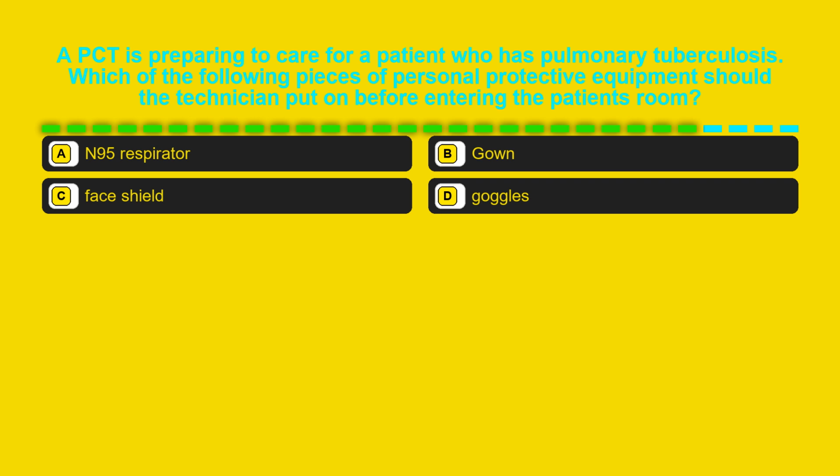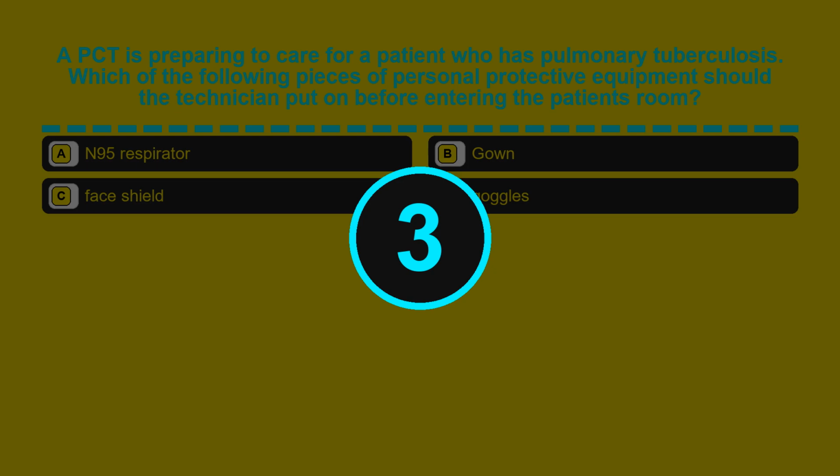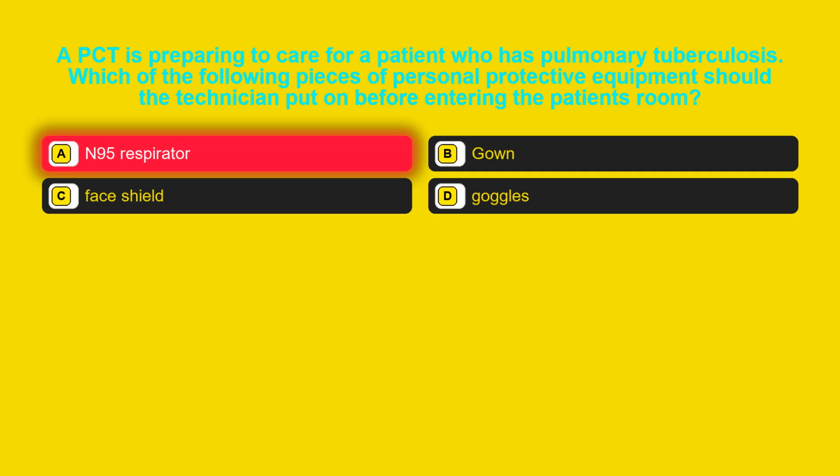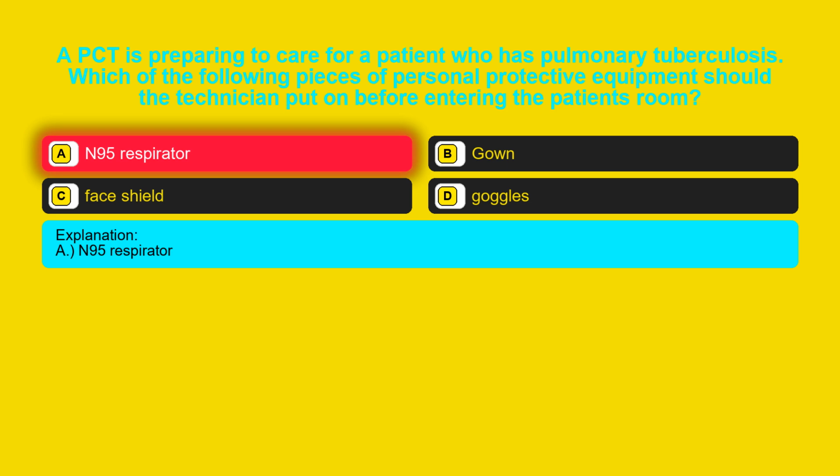Question 3. A PCT is preparing to care for a patient who has pulmonary tuberculosis. Which of the following pieces of personal protective equipment should the technician put on before entering the patient's room? Option A. N95 respirator. Option B. Gown. Option C. Face shield. Option D. Goggles. The correct answer is option A. N95 respirator.